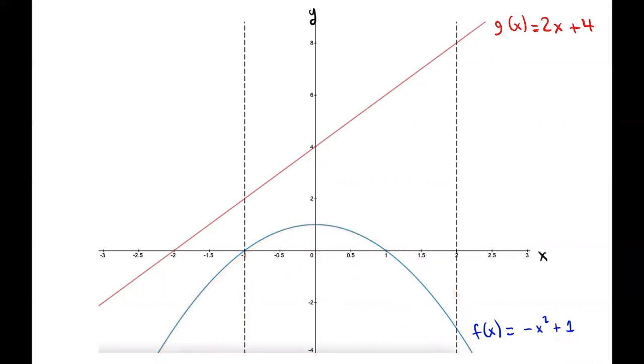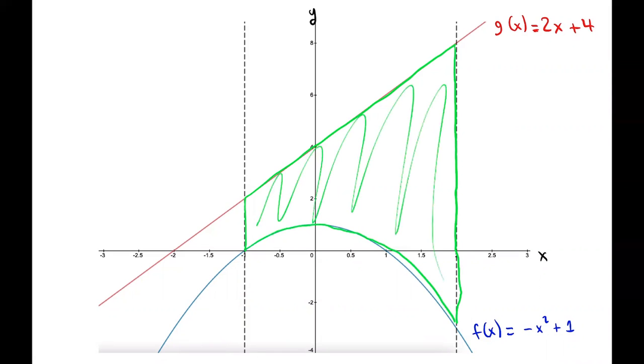Using this parabola, you can figure out some more values here. We'll note that this value might be important. This value might be important, this and this. And so really what we've got here is a region that we can figure out the area of. And I'll outline it here in the green. We've got all of this in the green in here that we want to find the area of.